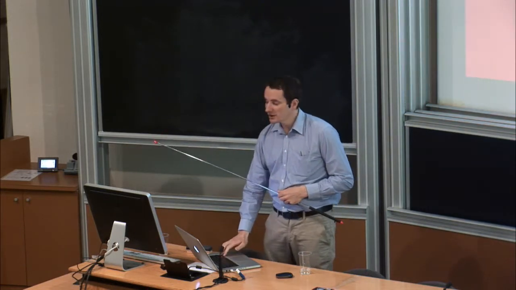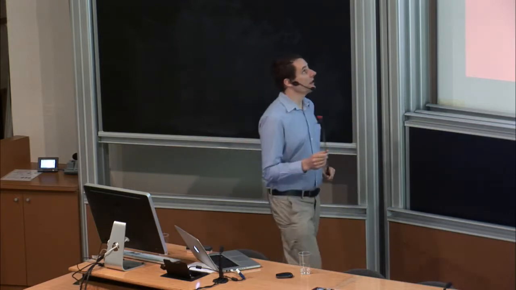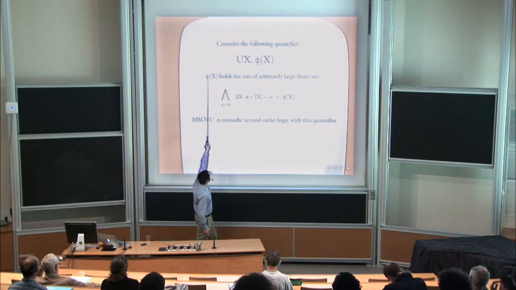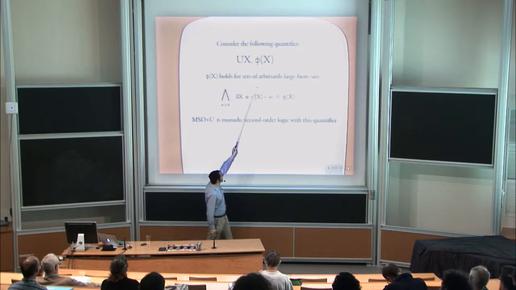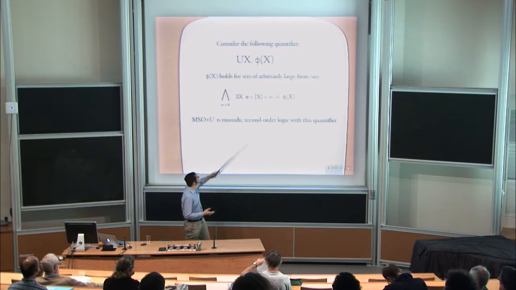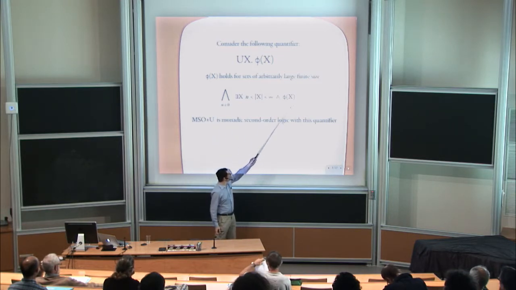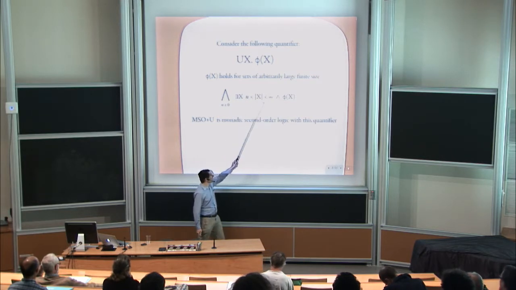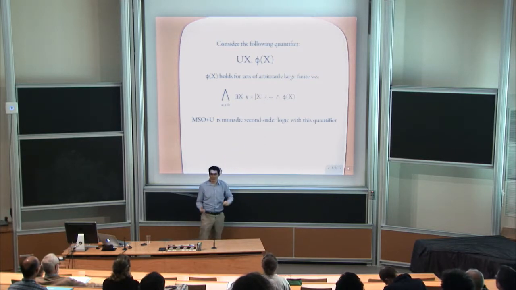So what is this U quantifier? It binds a set, so it's a property of sets. It doesn't say that a set exists or that it's for all x, but it says that the property is true for sets which are finite but arbitrarily large. You can think of the U quantifier as just being this infinite formula that for every n there exists a set x which has size at least n but is finite and satisfies phi of x.